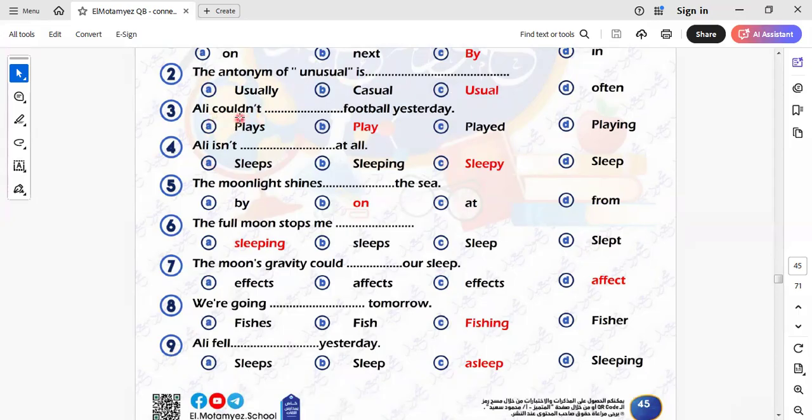Ali couldn't play football yesterday. Couldn't play, not played. Why? As we told you before, modals must be followed by what? By the infinitive form. So Ali couldn't play. Ali isn't sleepy. Sleepy means what? Means going to sleep, feeling tired, and ready to sleep. Okay, this is called sleepy.